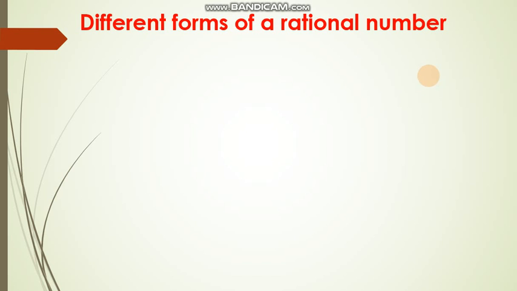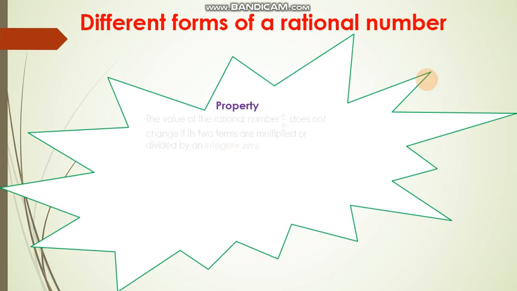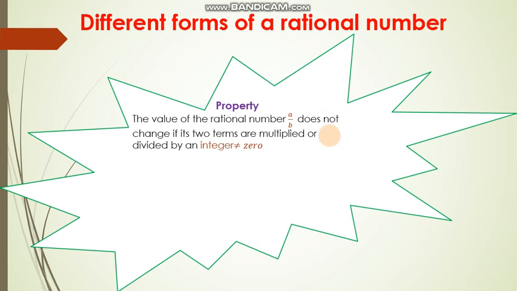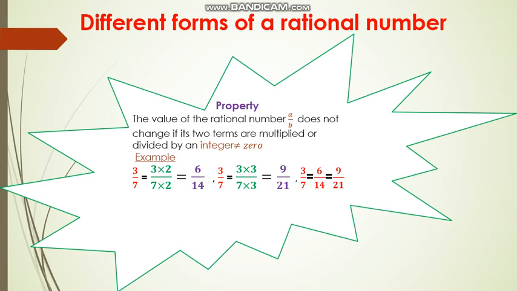Different forms of a rational number. Property: the value of the rational number a over b doesn't change if its two terms are multiplied or divided by an integer not equal to 0. For example, 3 over 7: when we multiply it by 2, 3 times 2 equals 6, 7 times 2 equals 14. When 3 over 7 is multiplied by 3, it equals 9 over 21. So 3 over 7 equals 6 over 14 equals 9 over 21.